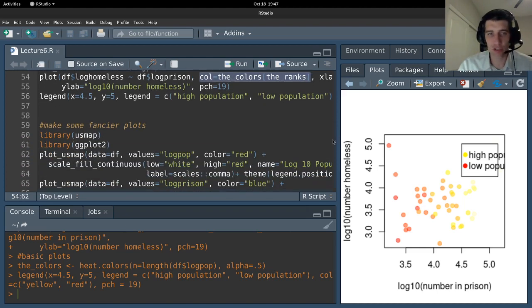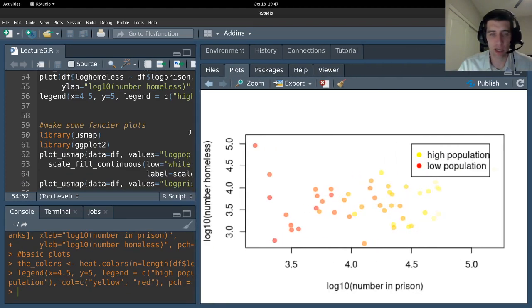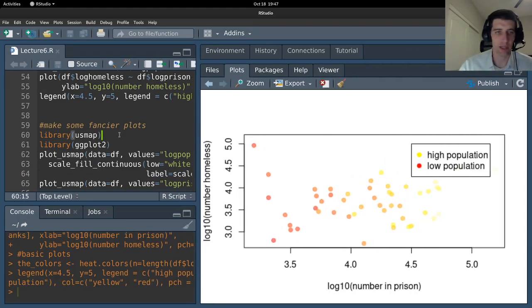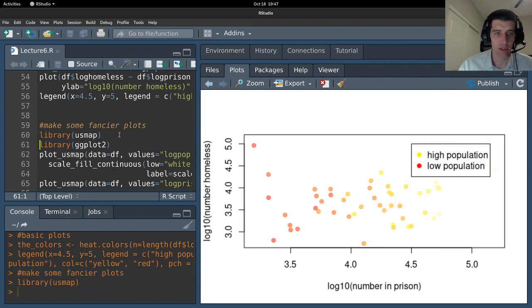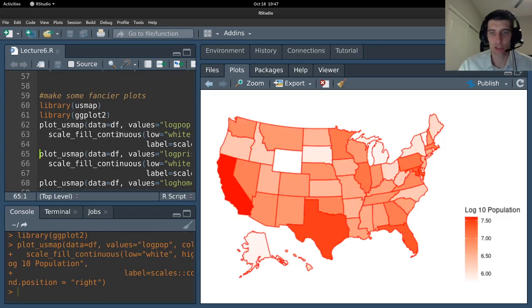Okay, because this is geographical data, I'm going to make some fancier plots. This is sort of context dependent, but if you do have data where geography is natural, you can use things like geographic plots. So here I've used the US map package to plot population. Okay, so here we have the shading according to the population, and again the log scale makes it so that there's not just one extremely large population and all of the other ones are washed out.